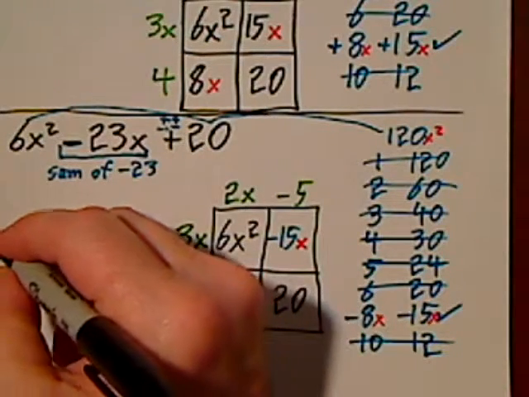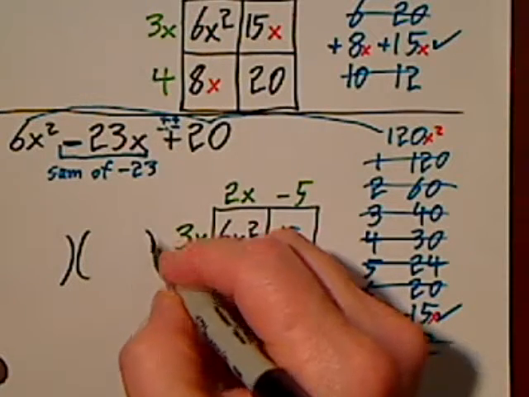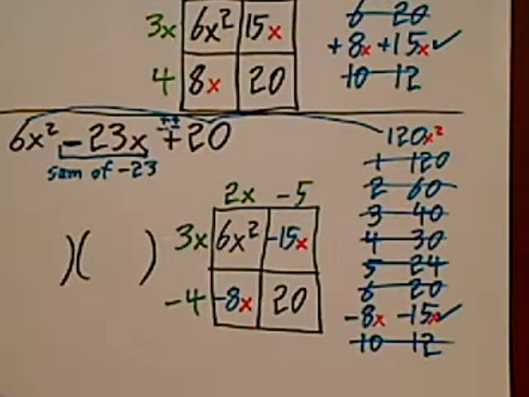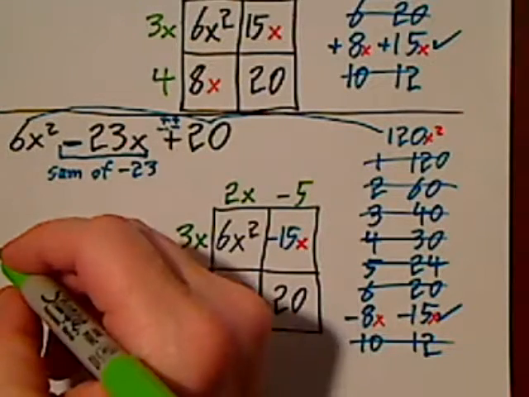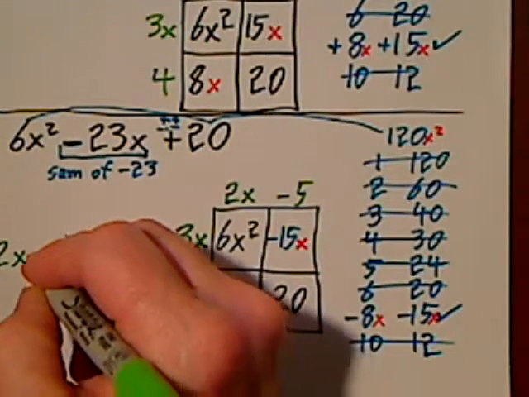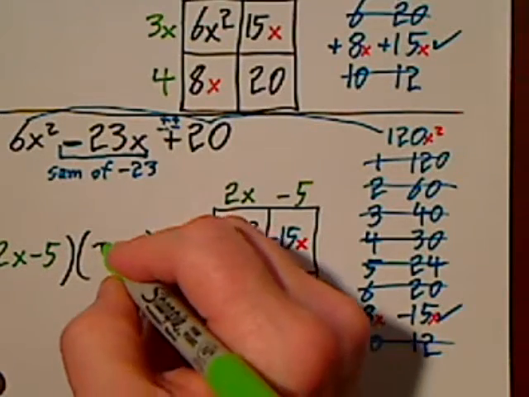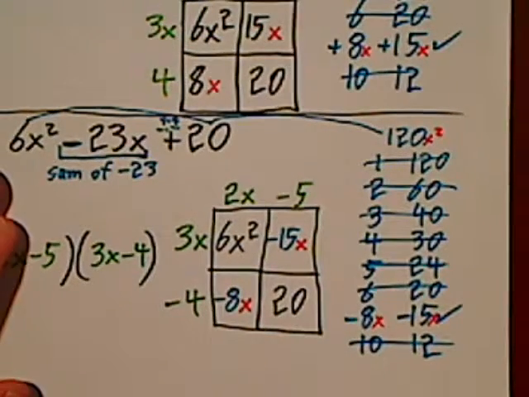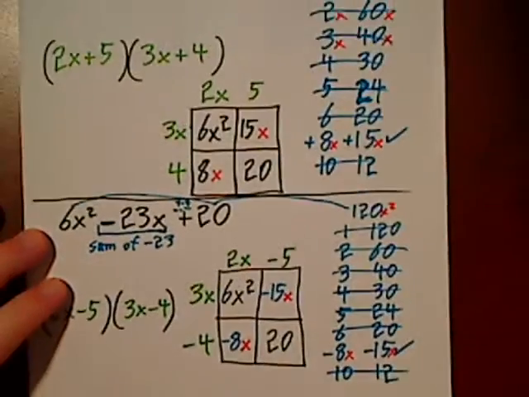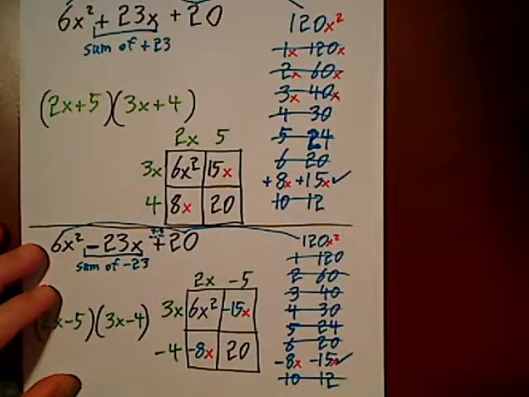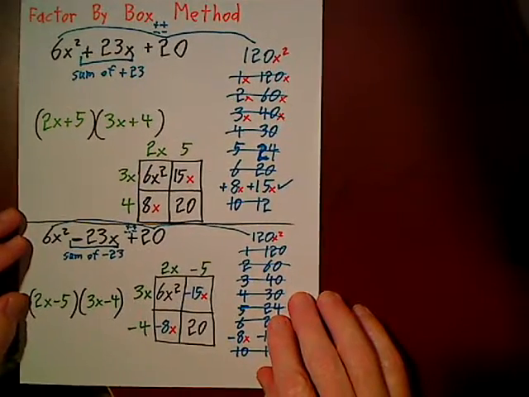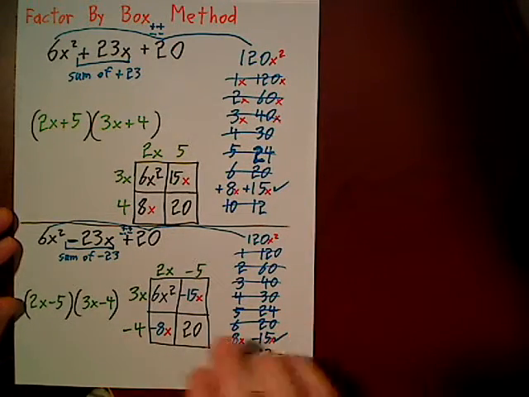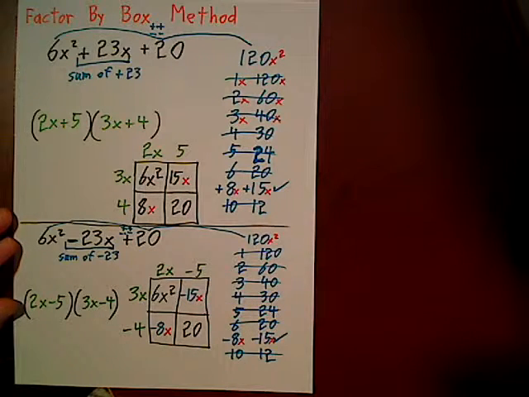Give ourselves the parentheses. And the factored form is 3x minus 4. And I'll zoom out real quick. So you saw both methods, factor by box method, and this gave you a little idea of how to handle the negatives when they show up. We'll handle this same problem, but we'll use factor by grouping, okay?